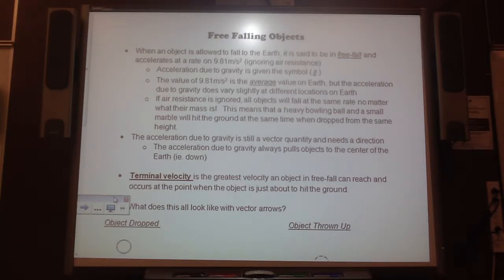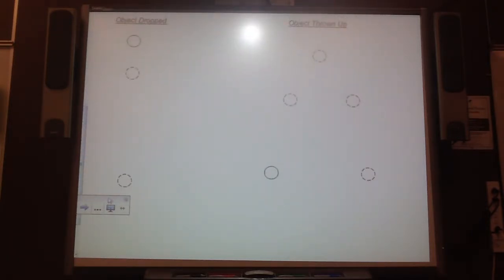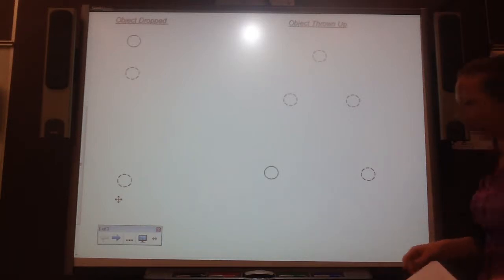So what do these vectors look like? We can either look at when an object is just dropped from a height, just let go, or when an object is thrown up and it has to come back down. So these are two different things and we need to look at them a little bit differently.